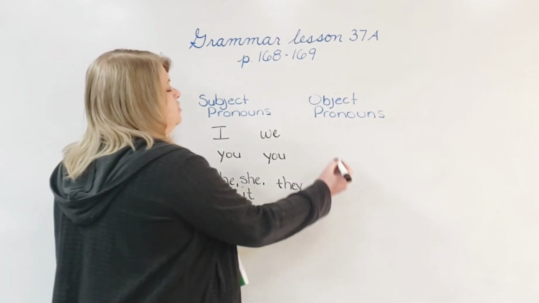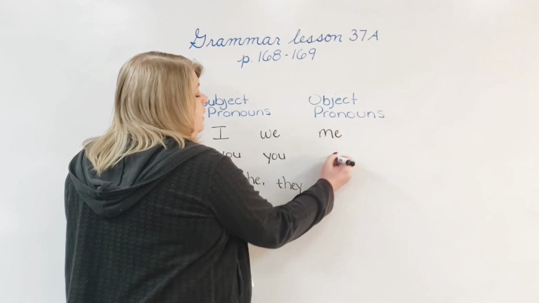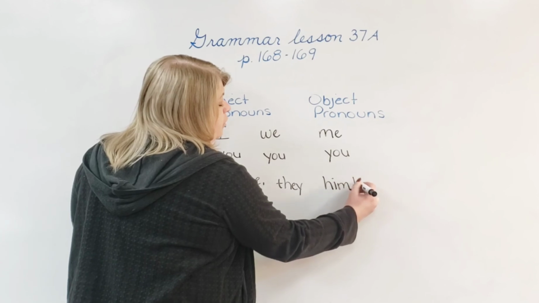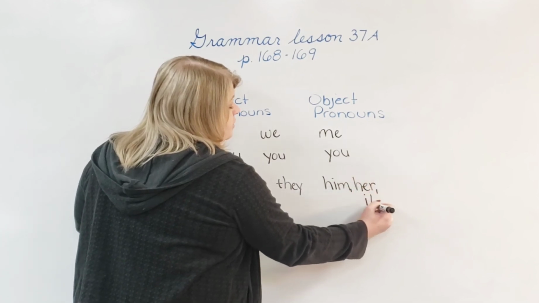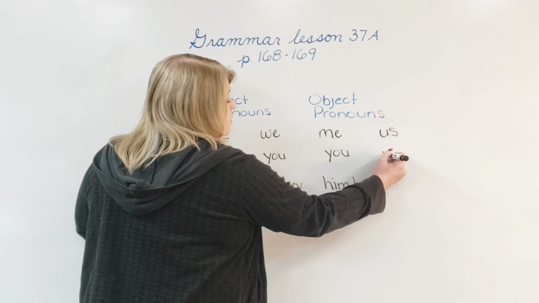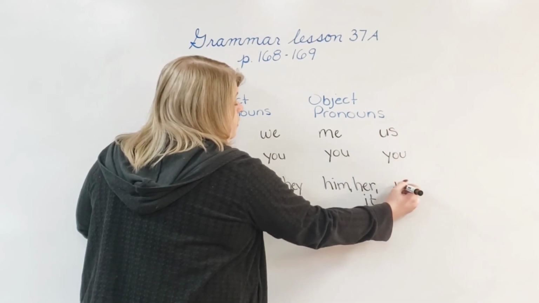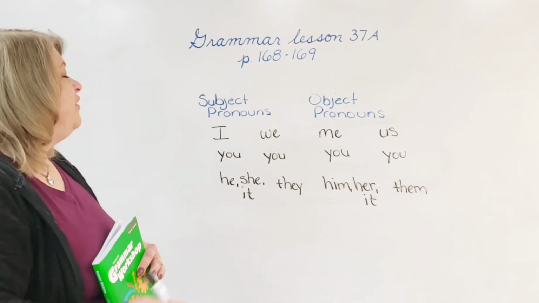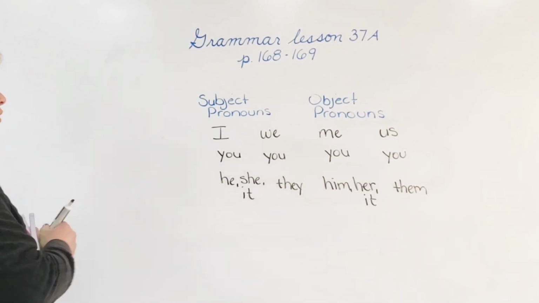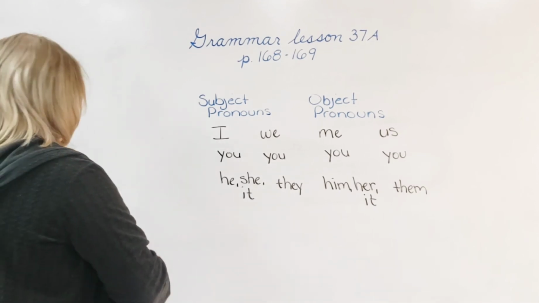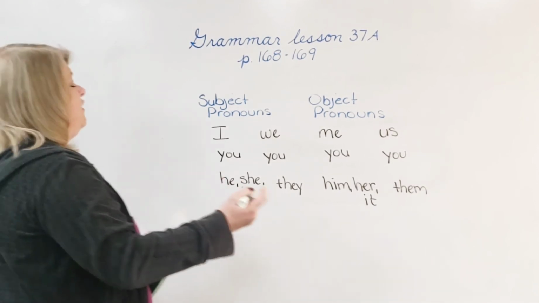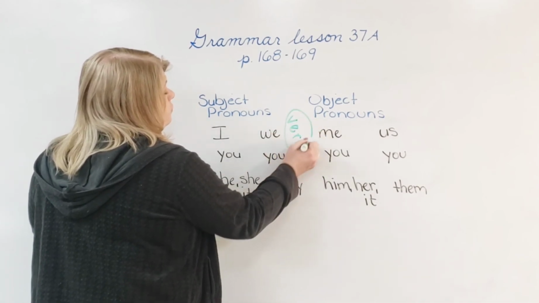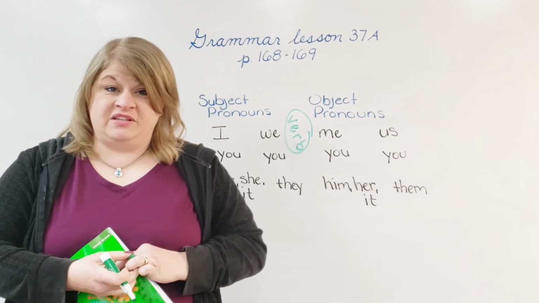All right, let's do our object pronouns. Me, you, him, her, it, us, you, them. How did you do? Let's say them together. Me, you, him, her, it, us, you, them. Remember what the divider is? The verb. Oh, it's kind of hard to see. Can you see that green? The verb goes in the middle.